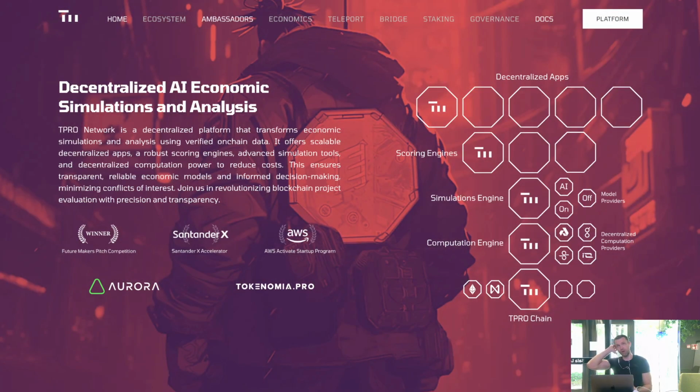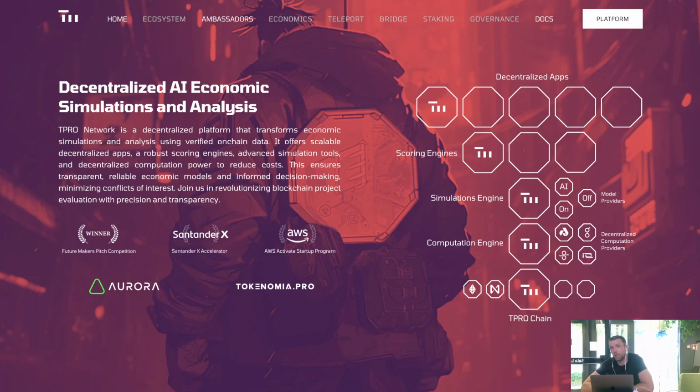Anyway, going back to the TPRO Network, what TPRO Network is, my dear friends. TPRO Network is a decentralized economic simulations and analysis network. As you can see on the right side, here is the chart introducing the layered architecture of our network. This is also why we are calling it a network, because it's a network of different layers and different solutions that combined are one platform that you can use through the interface. But if you are not interested in using it through the interface, you can also have direct access through APIs, like direct access to the scoring engines, to the simulation engine, even to the computation engine.